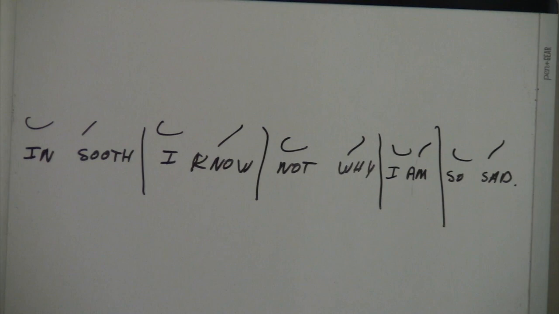Now let's talk a little bit about why it's a good idea to scan your iambic pentameter lines. First, it tells you what you have permission to stress. So if I did this line and I said this, in sooth I know not why I am so sad, it wouldn't sound right. Hopefully it does not sound right to you. But if I said it normally, in sooth I know not why I am so sad, that fits the rhythm.